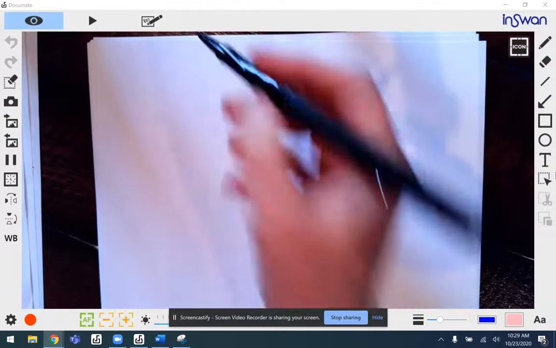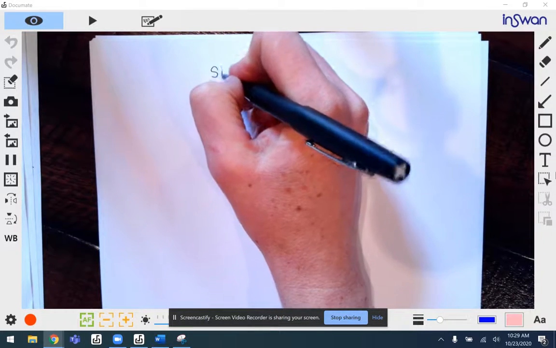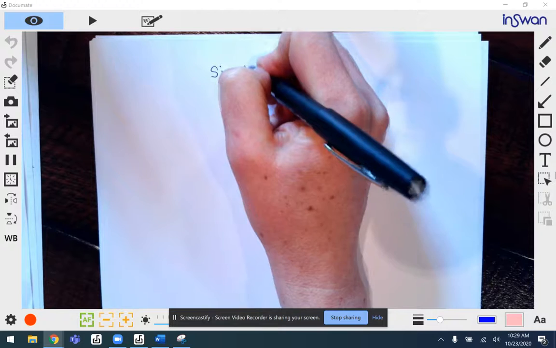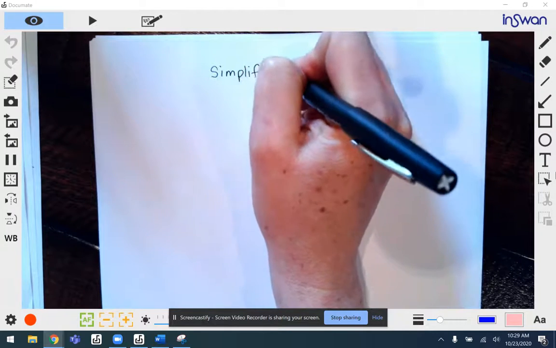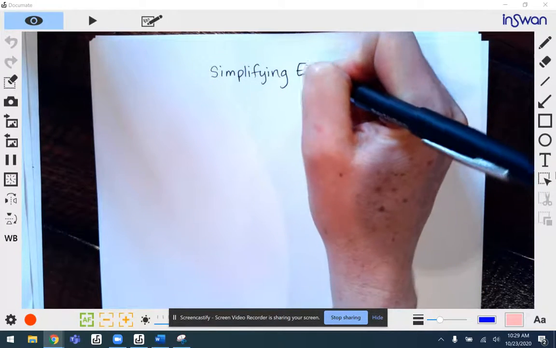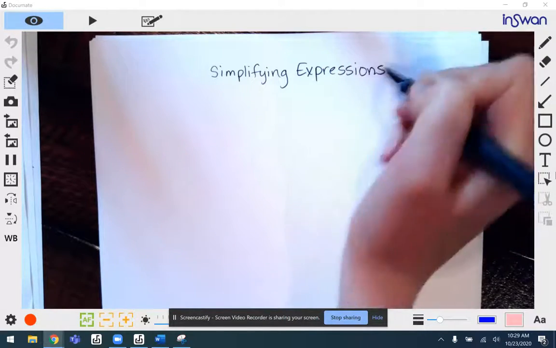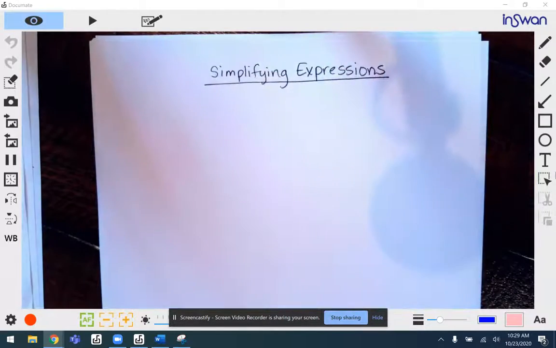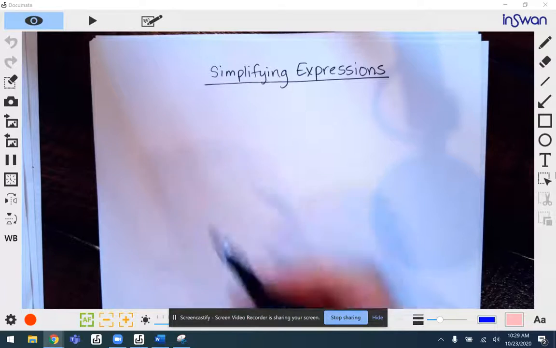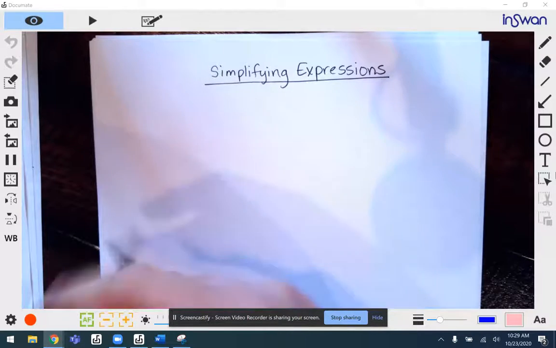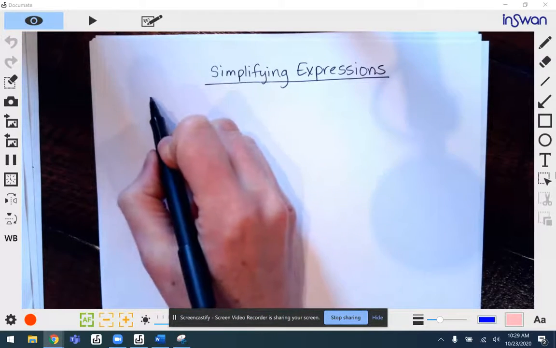Hey guys, today we're going to be learning about simplifying expressions. Basically, this is going to be combining the last two skills we learned, distributive property and combining like terms, into one to help us simplify the expression.